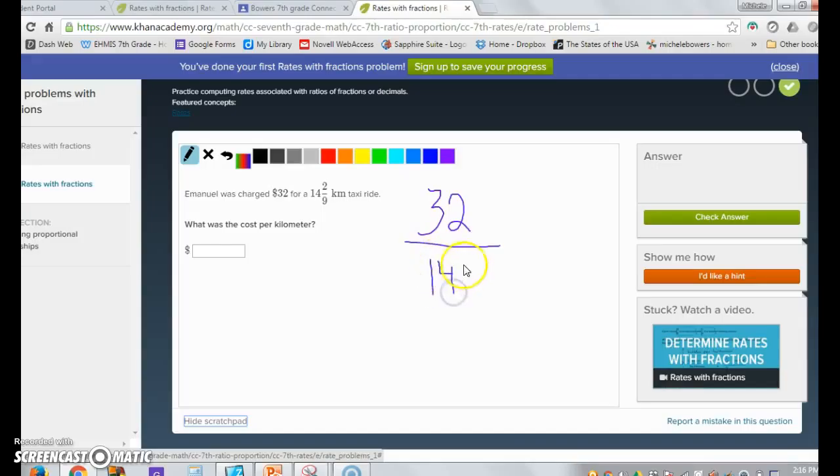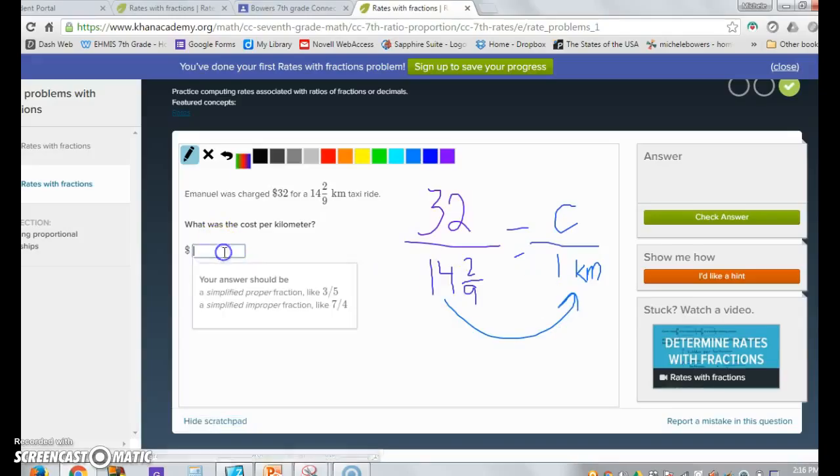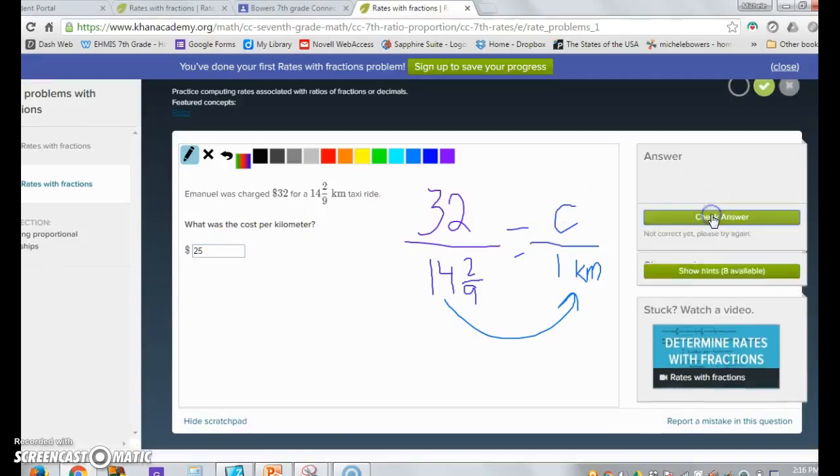When I set this up, I'm going to put the $32 in the numerator over kilometers because I'm trying to find the cost per 1 kilometer. So you're just going to set it up like that, and then I can draw my arrows and use my calculator and find my answer. Now I'm going to put in the wrong answer. I'm just going to guess. I'm going to say, I don't know, 25, whatever. I'm just guessing. And I'm going to hit check answer.